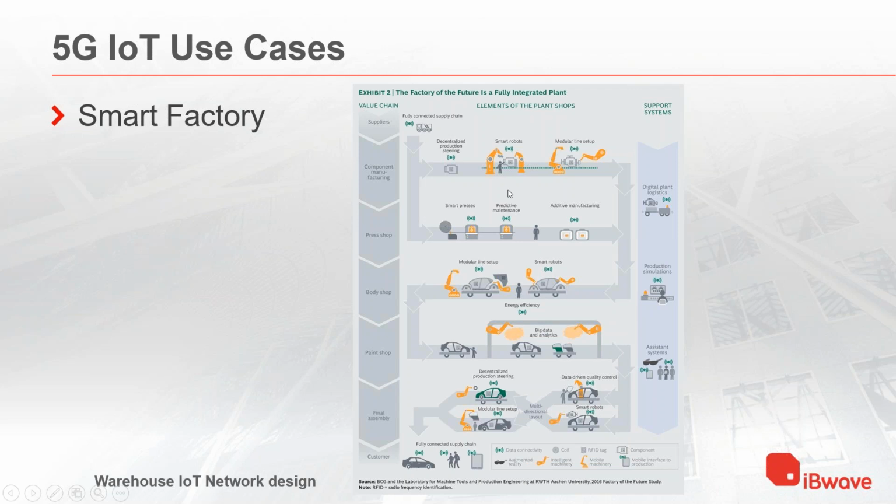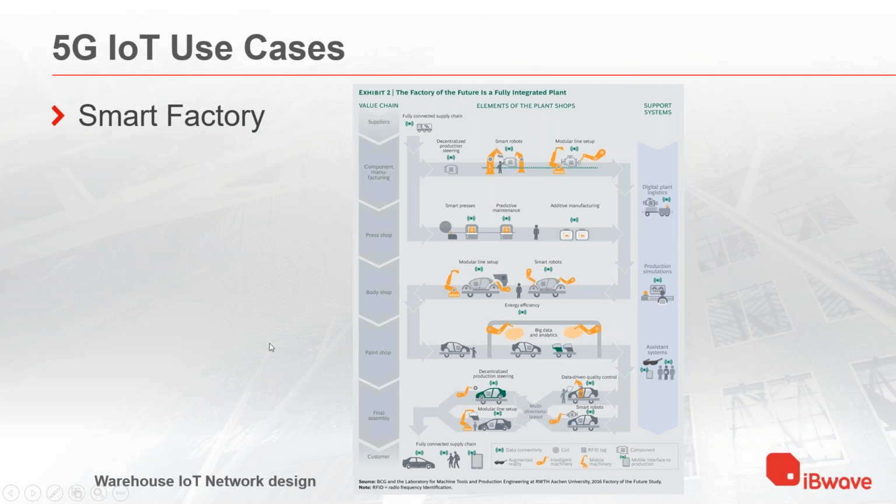For example, smart robots. You really do want to have a very short latency if you have smart robots in your assembly line. Then there is others such as smart presses and predictive maintenance, where IoT should also be benefiting from 5G features. Smart robots again in a body shop. And then we have data-driven quality control and smart robots again in final assembly.